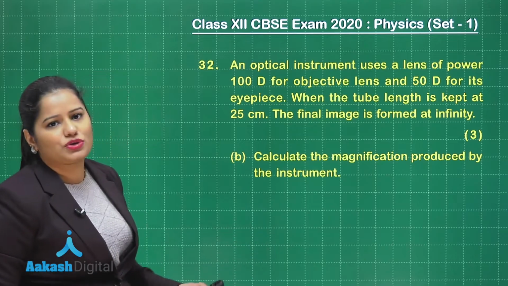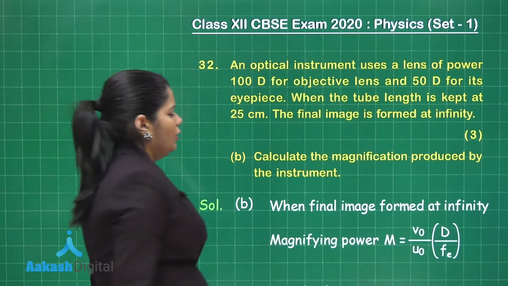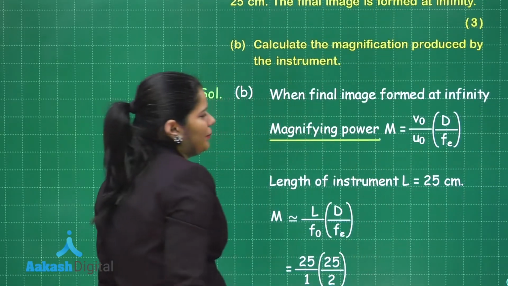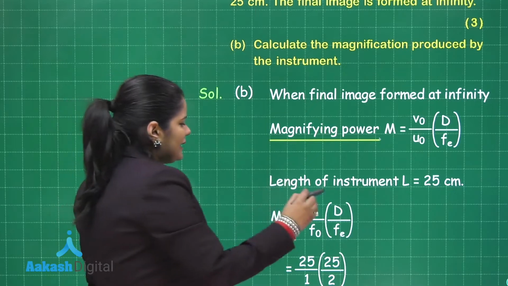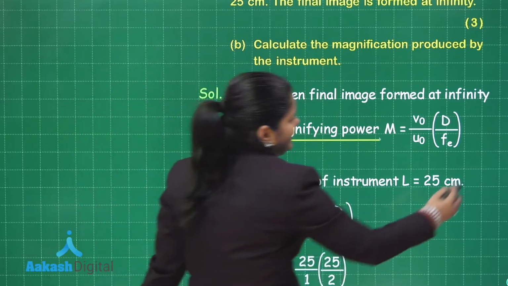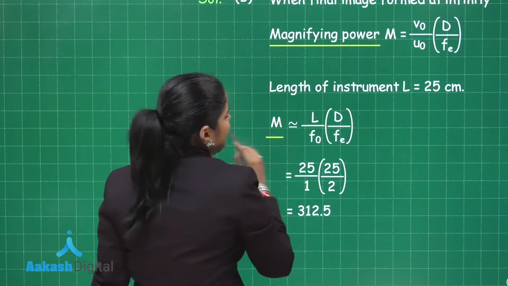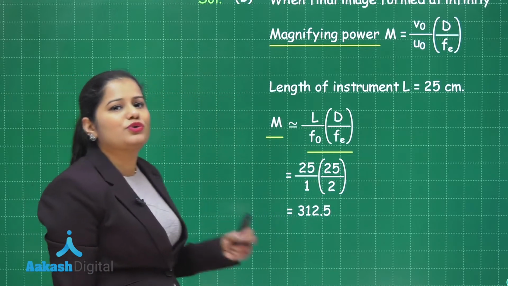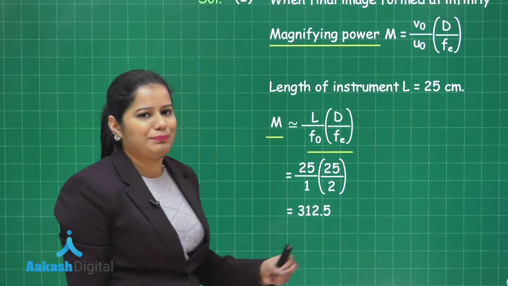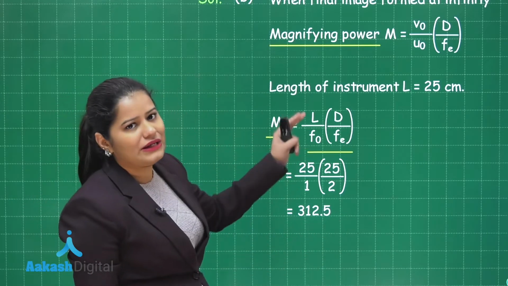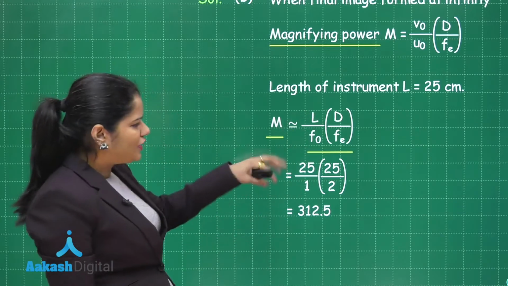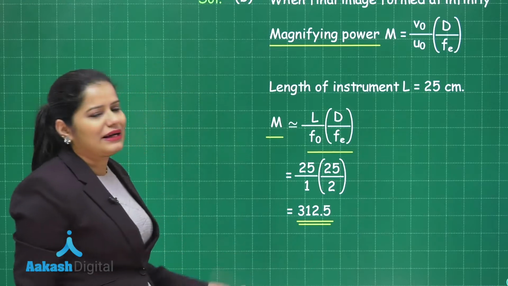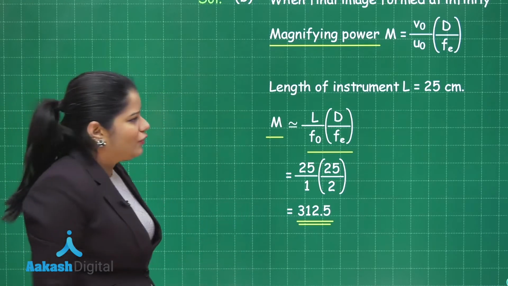Okay, let's have a look at the B part which wants us to calculate the magnification that will be produced by the instrument. See here, what is the formula of the magnifying power of the compound microscope? Because the image is formed at infinity, I can write this magnification to be the multiplication of the magnification which will be produced by the objective lens and the eyepiece. Okay, so that will be L upon F naught into D by Fe. So when you will be substituting the values, you will get the final result as 312.5. I hope that is clear to you.